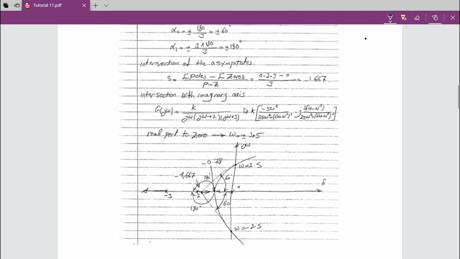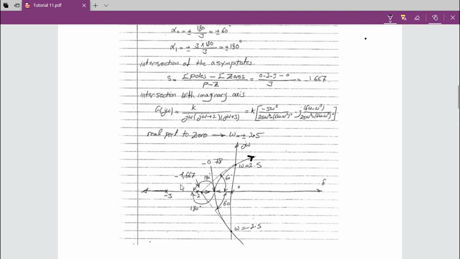So you know the j omega axis will be intersected by the root locus pattern at plus or minus 2.5, right? So plus or minus 2.5 is somewhere here, so it breaks away at negative 0.78 and intersects at omega is equal to 2.5. So there will be an arrowhead like this, right? So it will be an arrowhead over here.